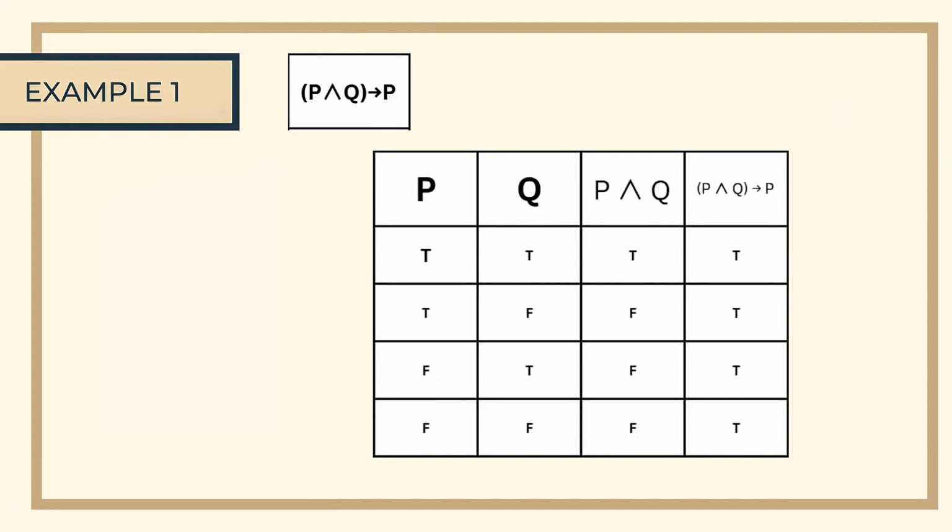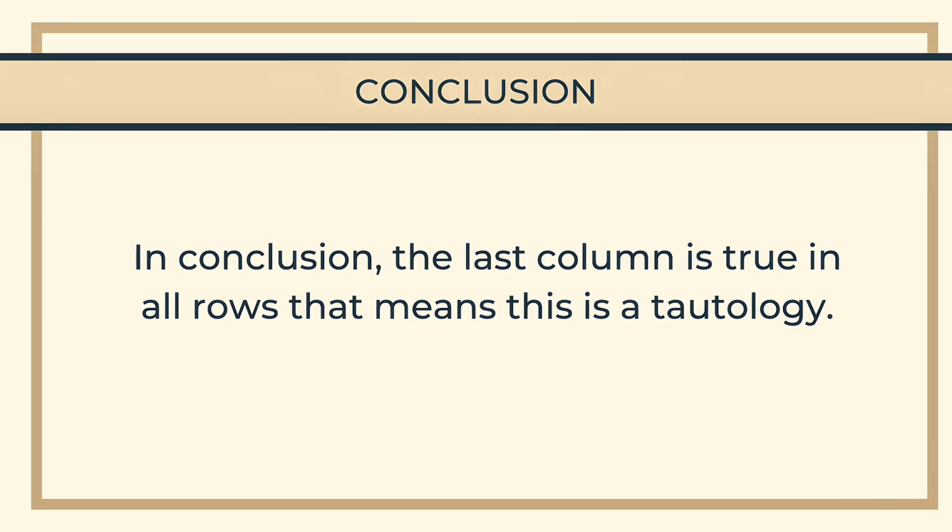When both P and Q are true, then P is obviously true. When either P or Q is false, the if-then statement is automatically true. In conclusion, the last column is true in all rows, that means this is a tautology.